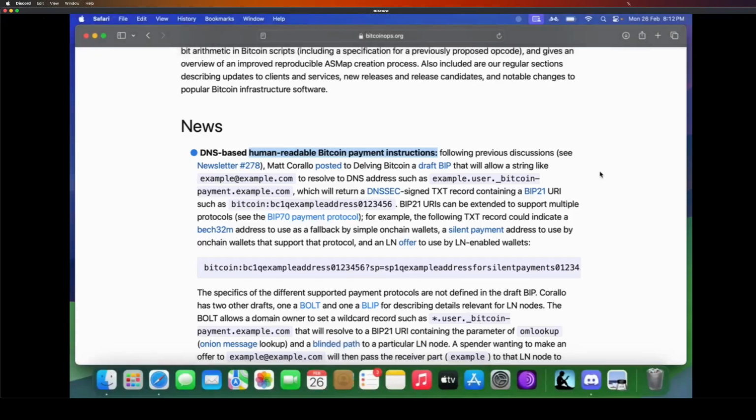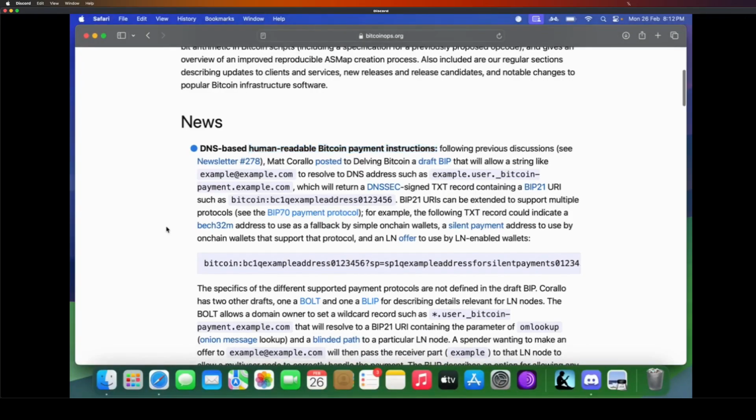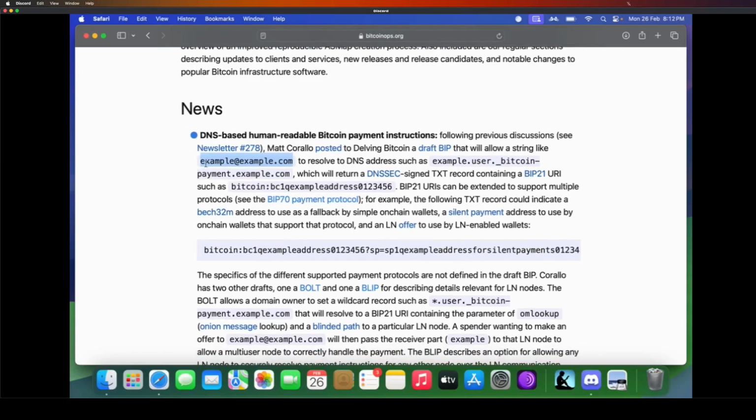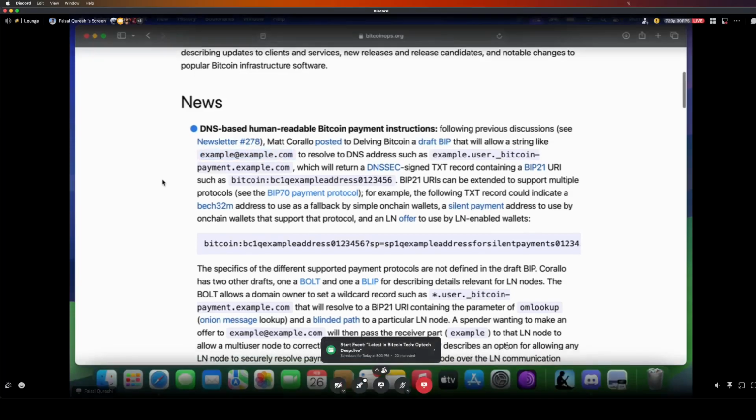All right. So what the proposal says is that users will be allowed to get a Bitcoin address like this. Instead of having to share a bech32m address or whatever, you can share an address of this format to receive payments over the Bitcoin network.